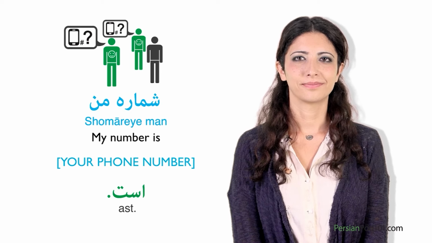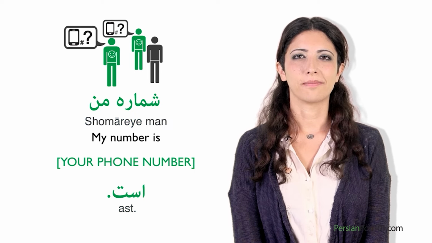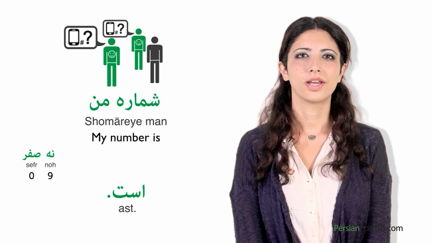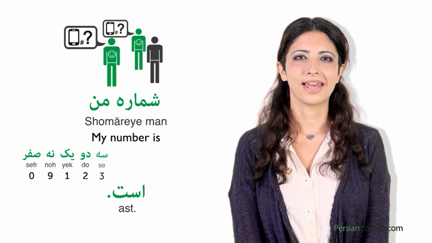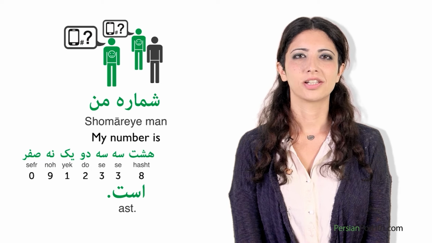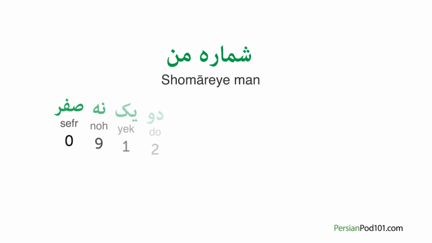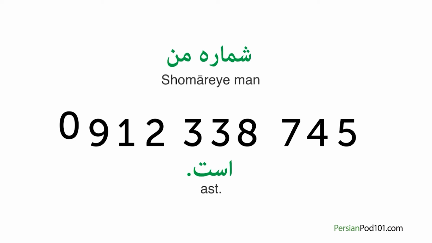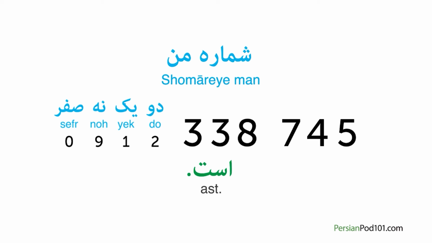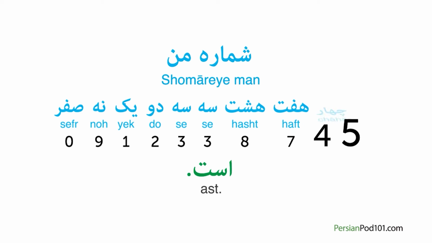Shomareye man, sefr, noh, yek, do, se, se, hasht, haft, chahar, panj, ast. Can you read it by yourself? Shomareye man, sefr, noh, yek, do, se, se, hasht, haft, chahar, panj, ast.